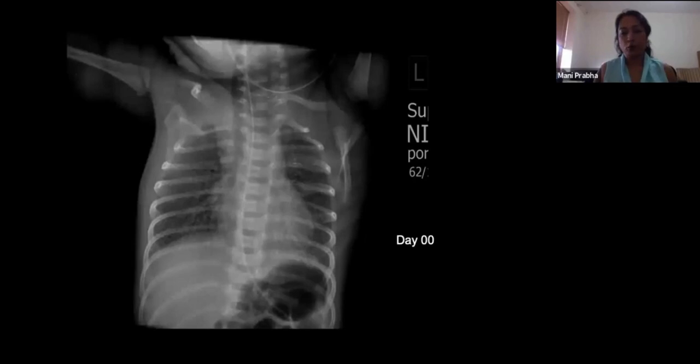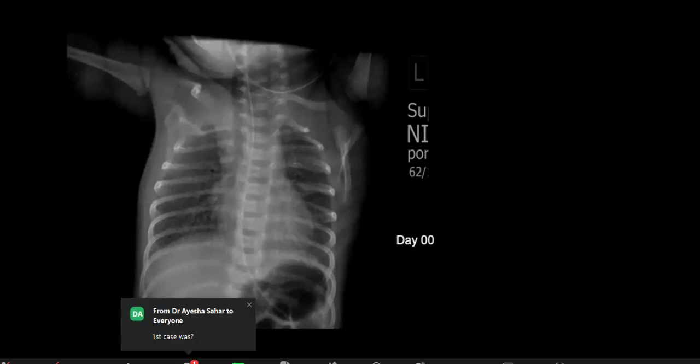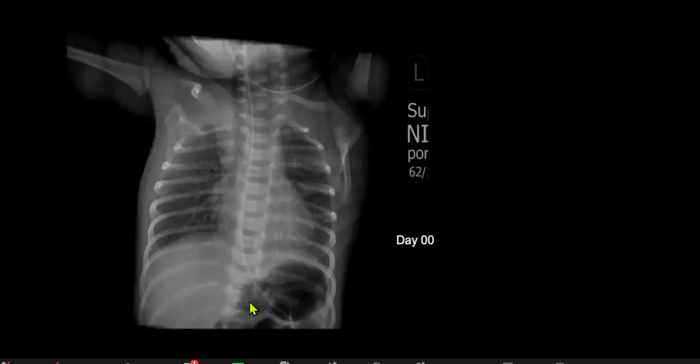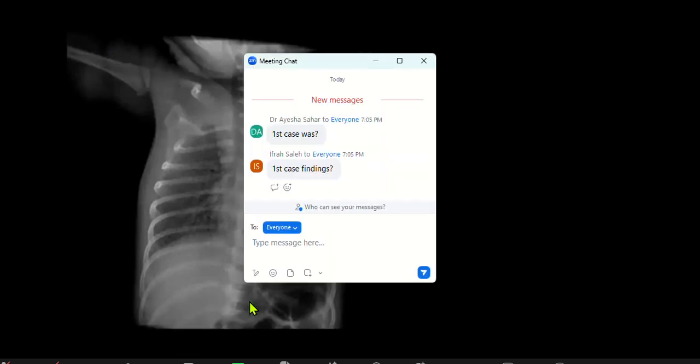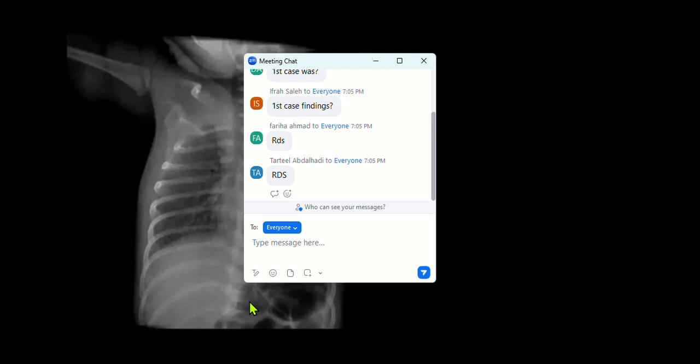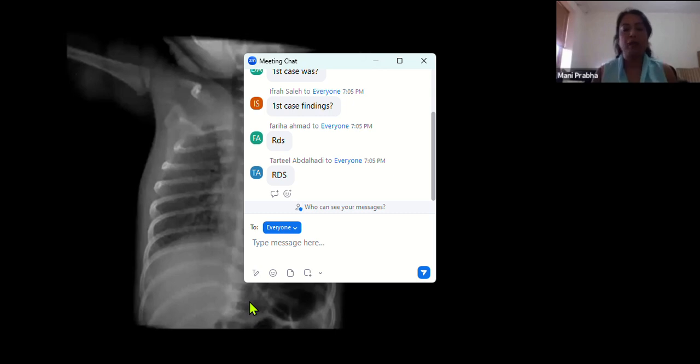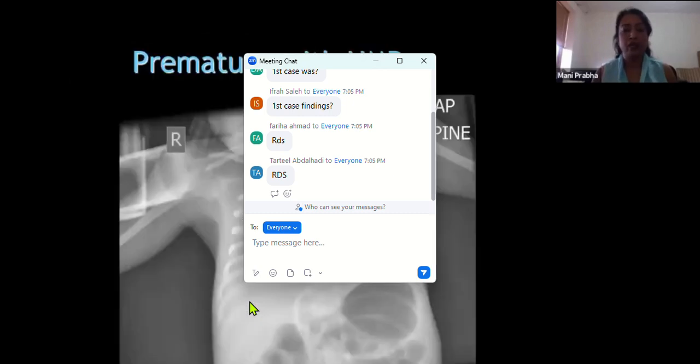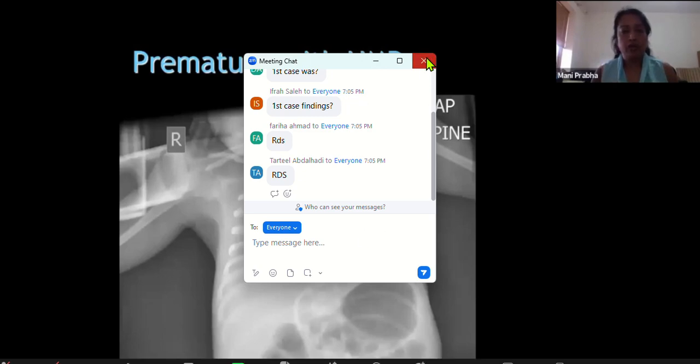Okay, it's day 0. Would correlate with the birth history, if there was any complications, or if it was a traumatic birth. If it was a premature child, then it will again be hyaline membrane disease. Yes, that's correct. And that's another pattern of hyaline membrane disease. And so this was indeed a child. The first one was preterm infant with hyaline membrane disease.